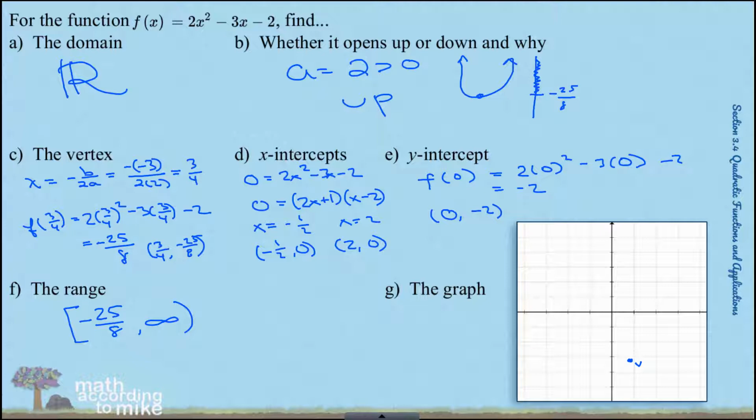Bad point. All right, we have x-intercepts at 2 and negative 1/2. We have a y-intercept at negative 2. So let's connect these points. I'm going to try to do my best. It's good enough.